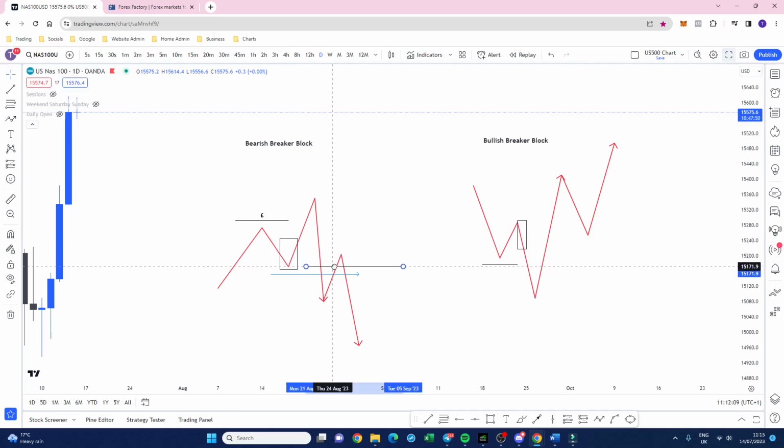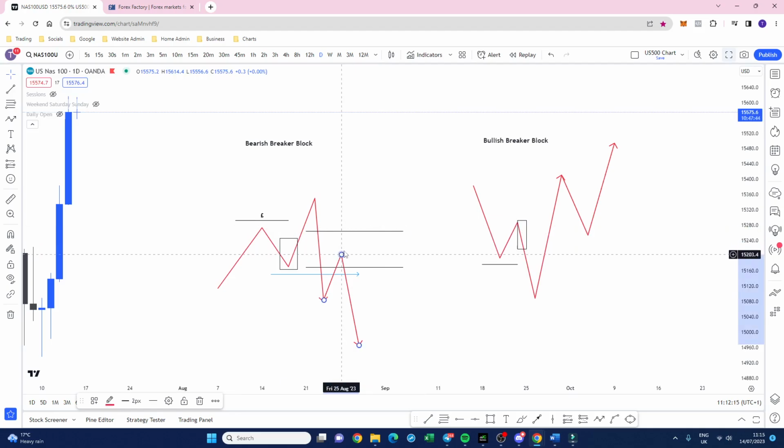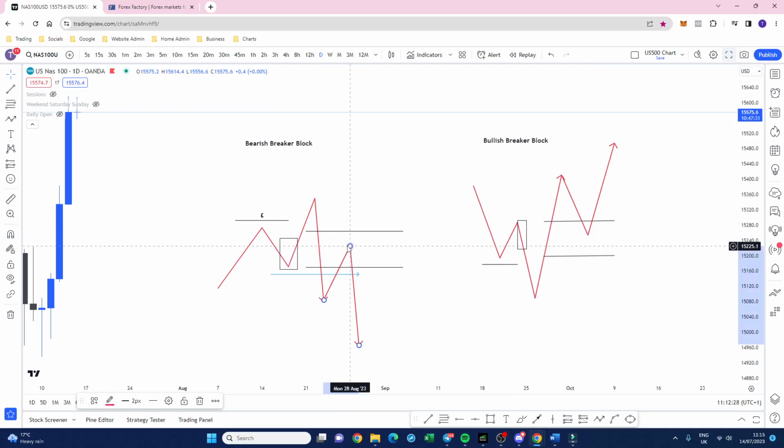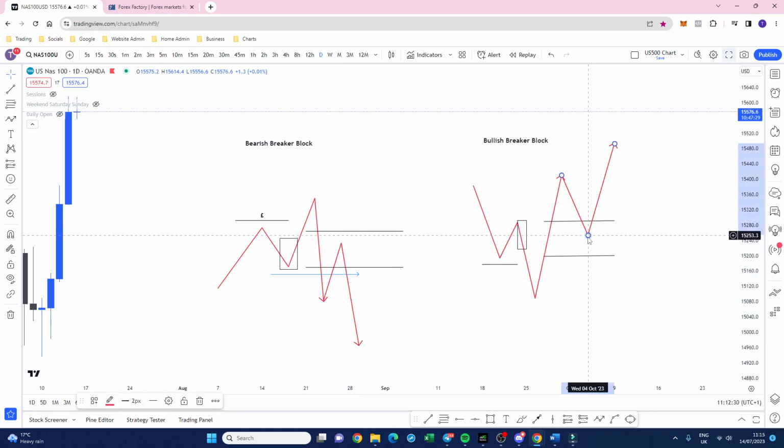What I am looking for, and this is the same thing as always, is imbalance. Now imbalance for me is the entry. Now when I see a breaker block inside the imbalance, that gives me that extra confirmation that this is going to be an area that should play out.